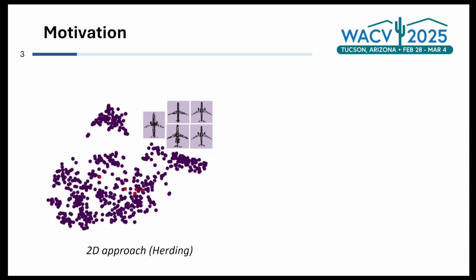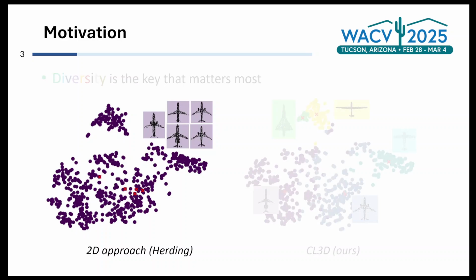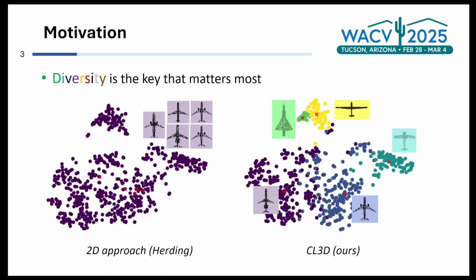When it comes to exemplar selection, there are a few options. You can pick samples randomly, but actually it doesn't work well. Another approach is herding, which picks samples closest to the class centroids. It's popular in 2D continual learning, but in the point cloud domain, it performs poorly because it often selects very similar objects. As you can see on the right side, our model successfully selects different samples within the airplane class via clustering.